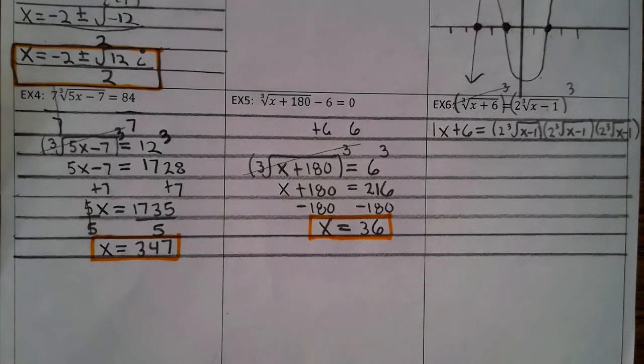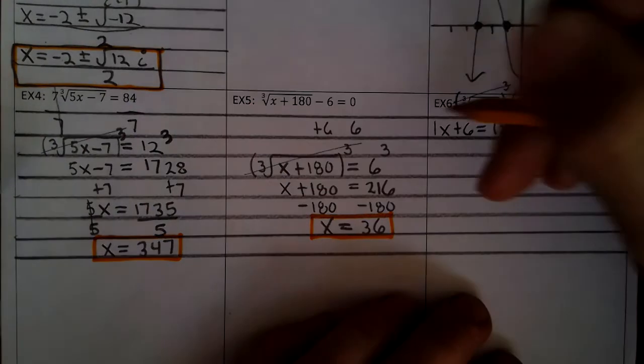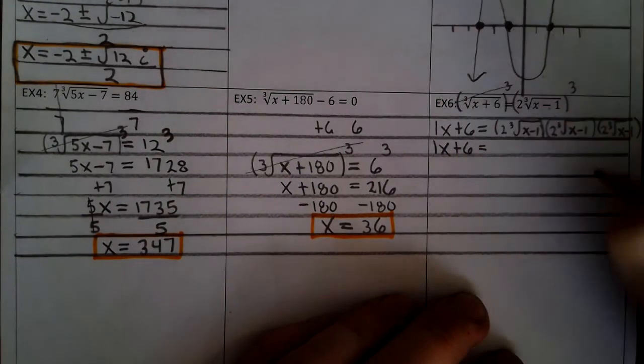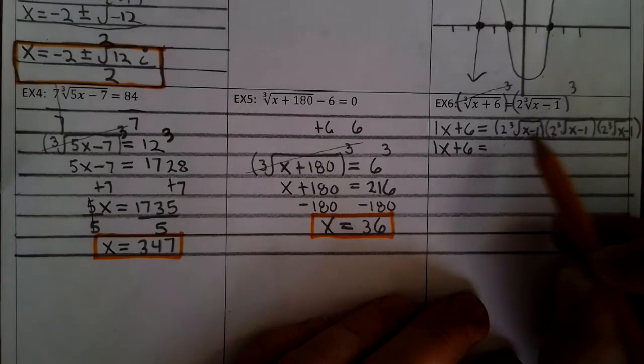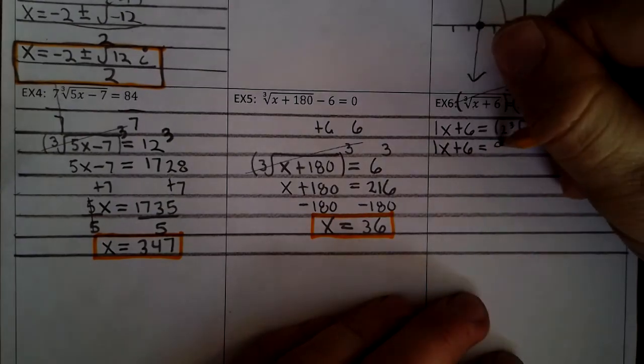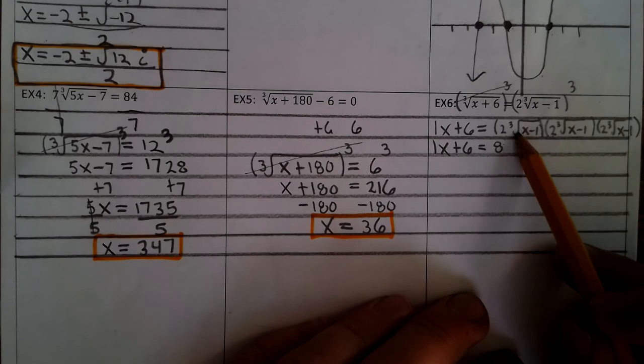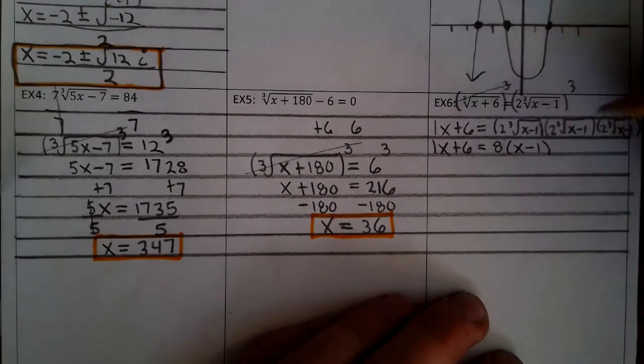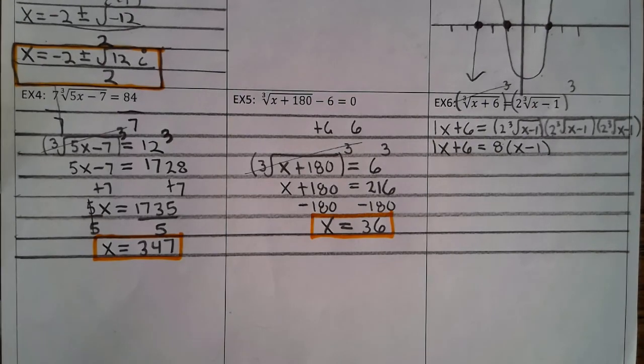All right, so now we have 1x plus 6. 2 times 2 times 2 is 2 times 2 is 4. 4 times 2 is 8. And the cube root of this times this times this is just x minus 1. Okay, so then that's 1x plus 6. We're going to distribute 8. 8 times x is 8x. 8 times negative 1 is negative 8.